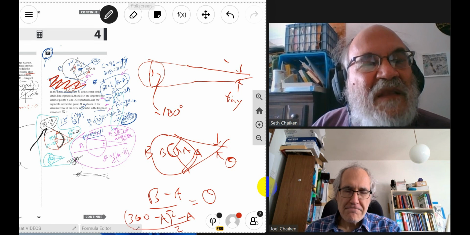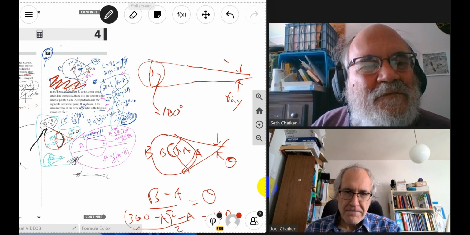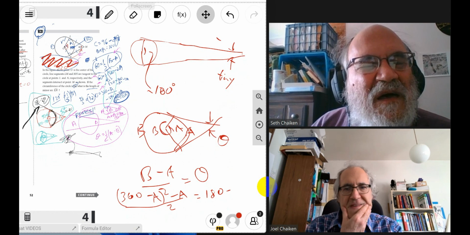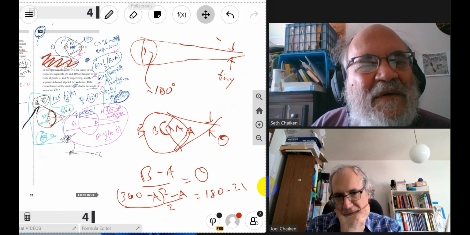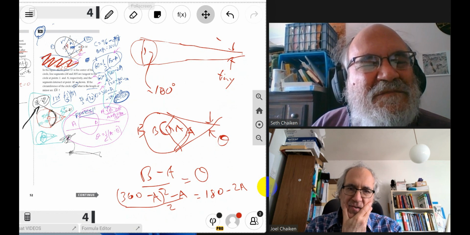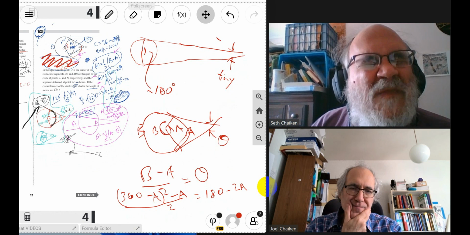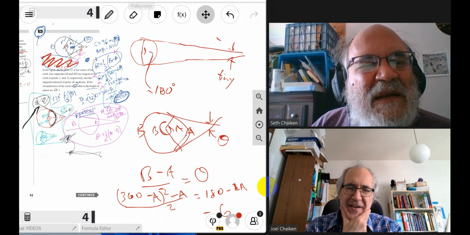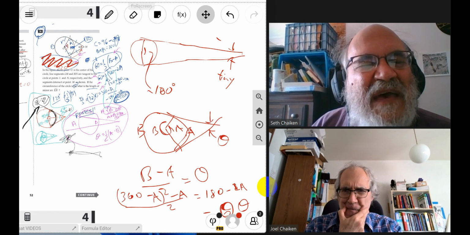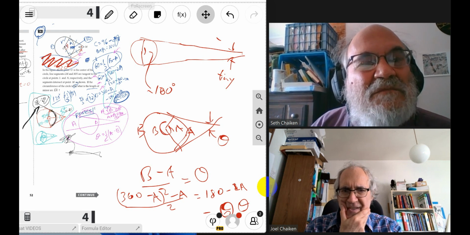Divided by 2. Right. And let me simplify that. That's 180 minus A, divided by 2, equals the big angle theta. Yeah. Equals theta. So A equals... Oh, wow. A is supplementary to that angle.